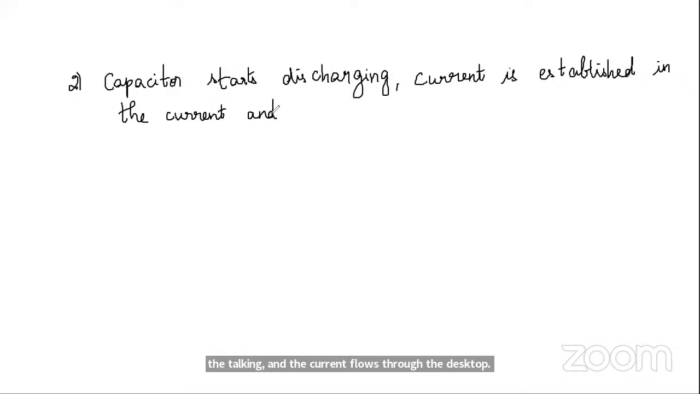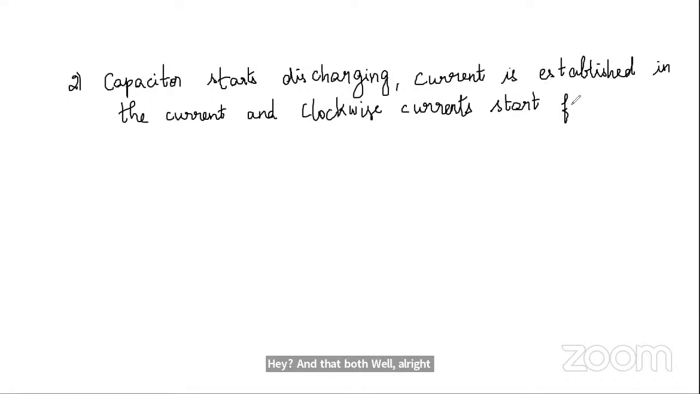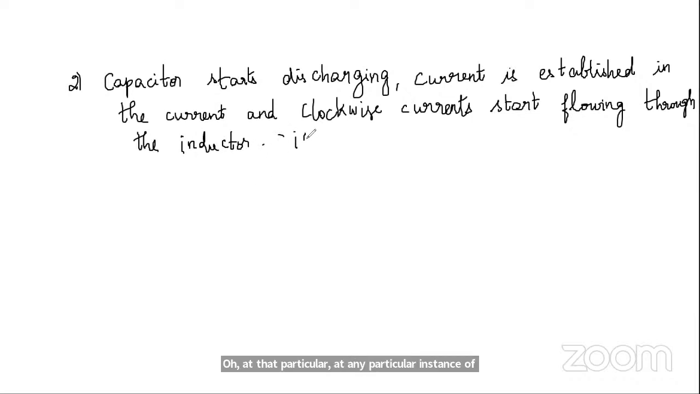Current flows through the inductor, and of course current flows in the clockwise direction. Clockwise current starts flowing through the inductor. So at this particular instant of time, let us consider the current as I.